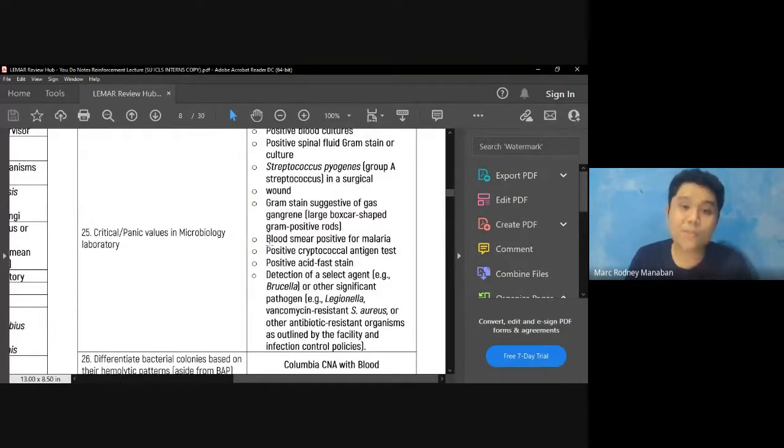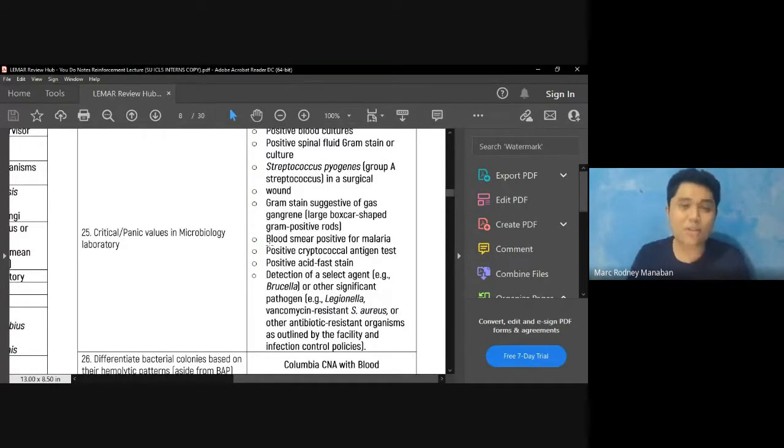And for parasites, of course, malaria, because malaria, again, is very deadly. And for cryptococcal antigen, for fungi, again, this is to facilitate the early detection for our AIDS patients, because cryptococcal antigen is usually positive in immunocompromised patients because of cryptococcal meningitis. Alright, so that's for your panic values.